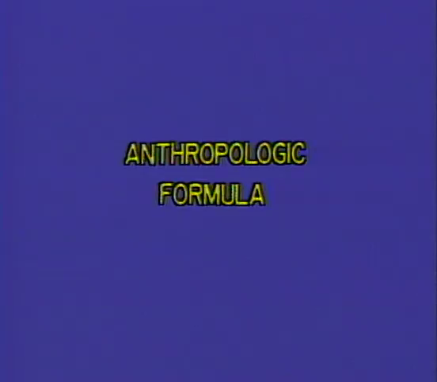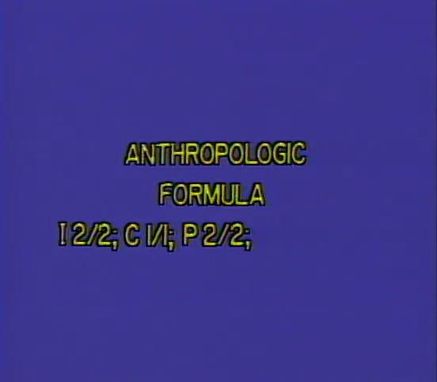With this classification in mind, the anthropologic formula for man's permanent dentition is as follows: I, 2/2, C, 1/1, P, 2/2, M, 3/3, equals 16.